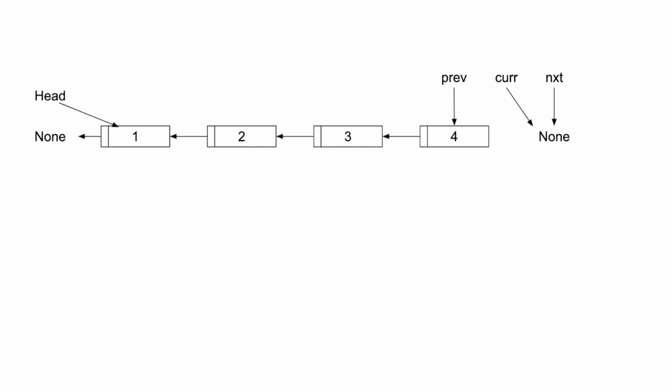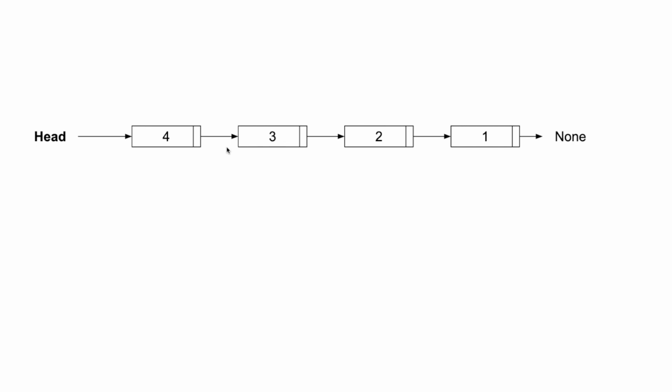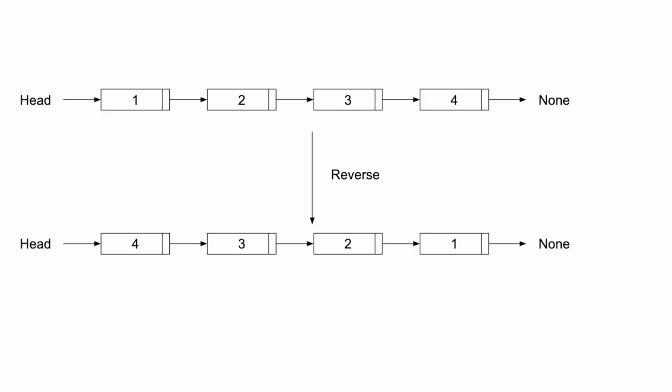At this point, cur is none, and we are going to end the loop. And so the head has to be set to prev. So the new head is 4 now. So the new head is pointing to 4 now, and flip this, and yeah, you have learned how to reverse a linked list.